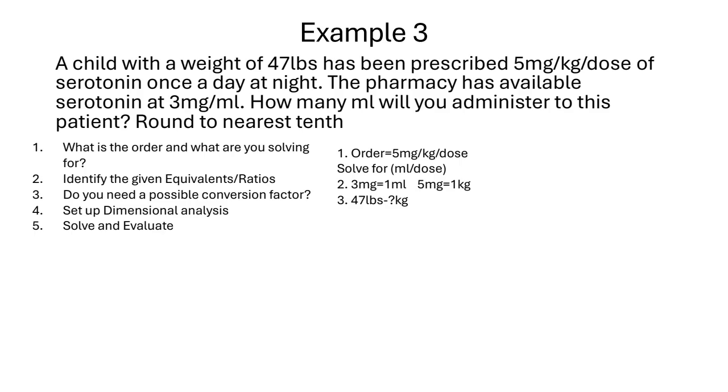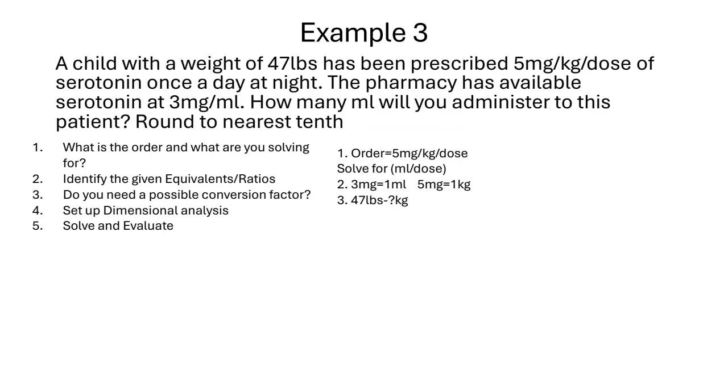And then here it's going to be specifically to round to the nearest tenth. So this is really important, to identify what you're going to round to if you need to round. And this is usually specified by your instructor. So let's find out. What is the order and what are we solving for? The order is going to be 5 milligrams per kilo per dose, and we're going to solve for milliliters per dose, okay?